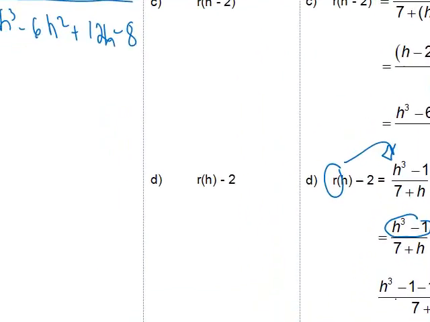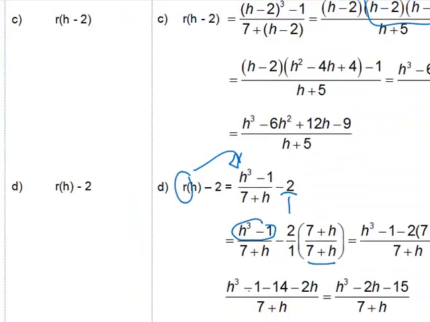And now if I just neaten things up a little bit, h cubed minus 1, when I distribute the negative 2, that gives me negative 14 minus 2h. If I collect my like terms, that gives me h cubed minus 2h, and then minus 1 minus 14 is minus 15, so I get h cubed minus 2h minus 15 all over 7 plus h.